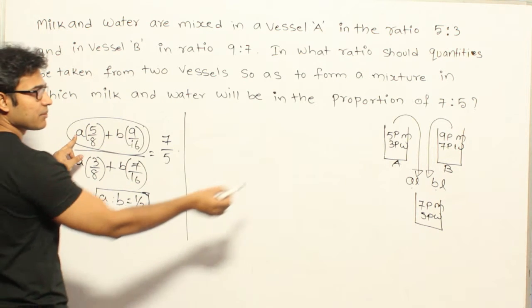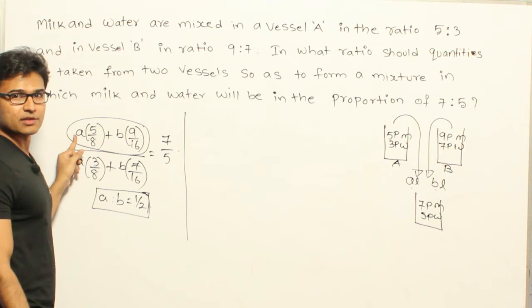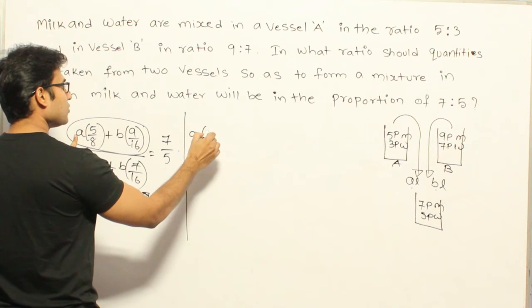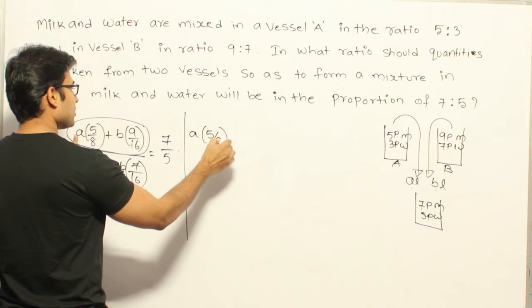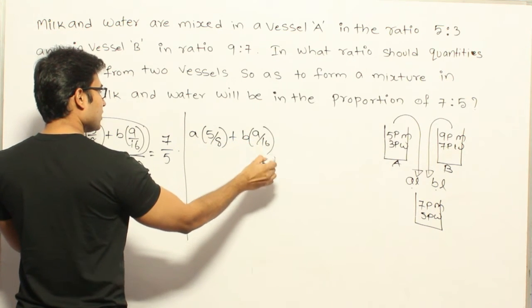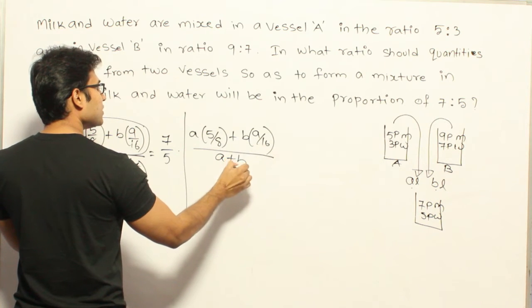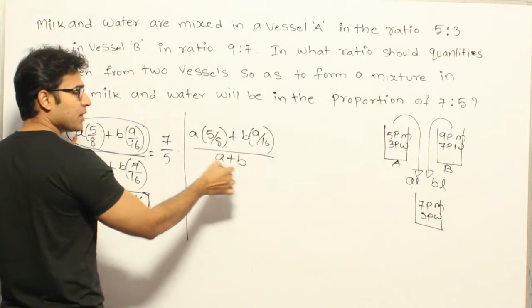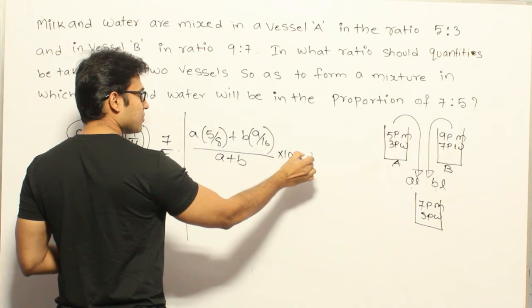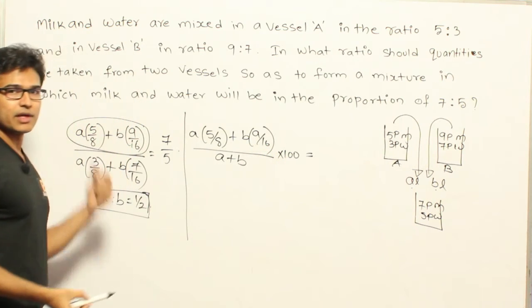The percentage of milk present in the final container or in the final mixture is going to be (A × 5/8 + B × 9/16) divided by (A + B), which means the amount of milk divided by the total quantity of mixture, times 100. So this is the percentage of milk present in the container.